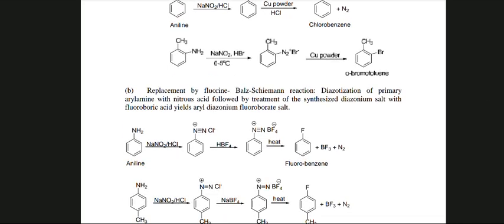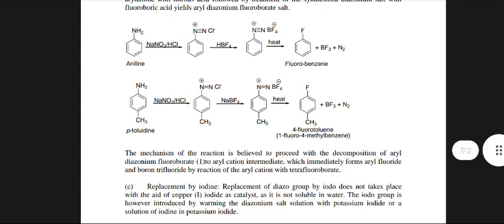Replacement by fluorine. Balz-Schiemann reaction. Diazotization of a primary aryl amine with nitrous acid, followed by treatment of the synthesized diazonium salt with fluoroboric acid, yields aryl diazonium fluoroborate salt. The mechanism of the reaction is believed to proceed with the decomposition of aryl diazonium fluoroborate to an aryl cation intermediate, which immediately forms aryl fluoride and boron trifluoride by reaction of the aryl cation with tetrafluoroborate.